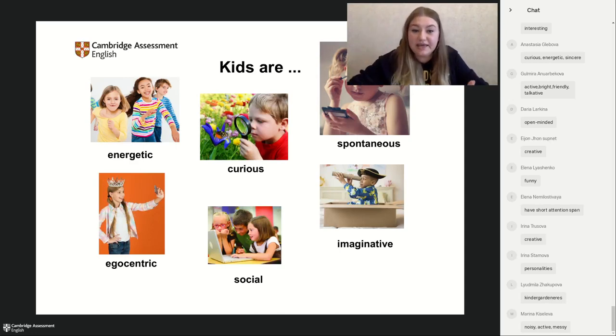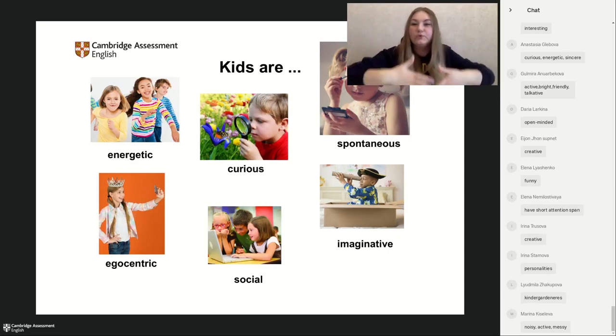They are ready to participate in role plays, games, songs, and so on. Of course, they are unique. Yeah, so they love talking about themselves. They are centered on themselves and on their immediate surroundings. So that's why it's quite important to provide them with the opportunity to share their emotions, to share their ideas right now in the classroom with you, with the classmates.